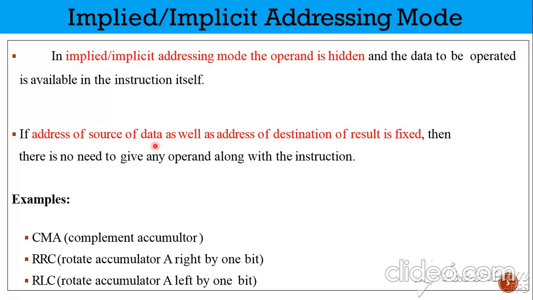That is, the address of the source of data as well as the address of the destination of the result is fixed. There will not be any change. This instruction is constant. CMA always means complement accumulator. RRC always means rotate accumulator A right by 1 bit. That is, in implied or implicit addressing mode, the operand is hidden.